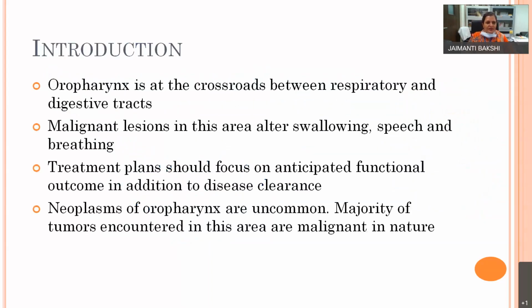So what is oropharynx and what are oropharyngeal cancers? I will give a brief introduction. Oropharynx is at the crossroads between respiratory and digestive tracts. Malignant lesions in this area alter swallowing, speech and breathing. So treatment plan should focus on the anticipated functional outcome in addition to the disease clearance. Neoplasms of the oropharynx are uncommon and majority of the tumors encountered in this area are malignant in nature.